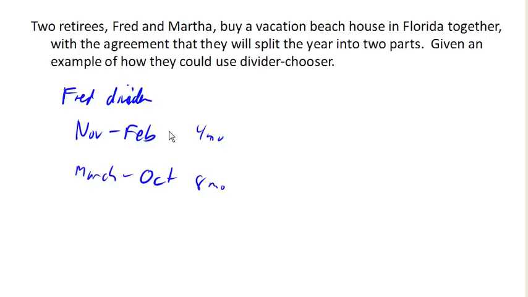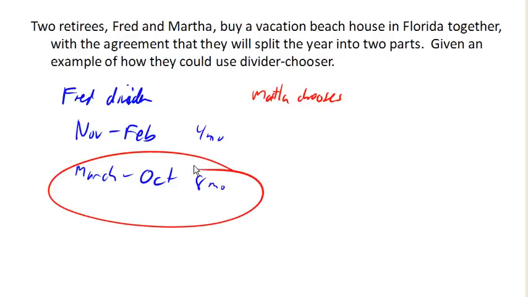So then Martha gets to pick whichever time period she wants. So Martha now chooses, and maybe she doesn't really care which one she gets. She likes all the time equally. And so she's going to pick this one because in her mind it's worth 8/12, or about 66.7% of the whole. So Fred is left with something he values at 50%, and Martha gets a piece that she values at about 67%.